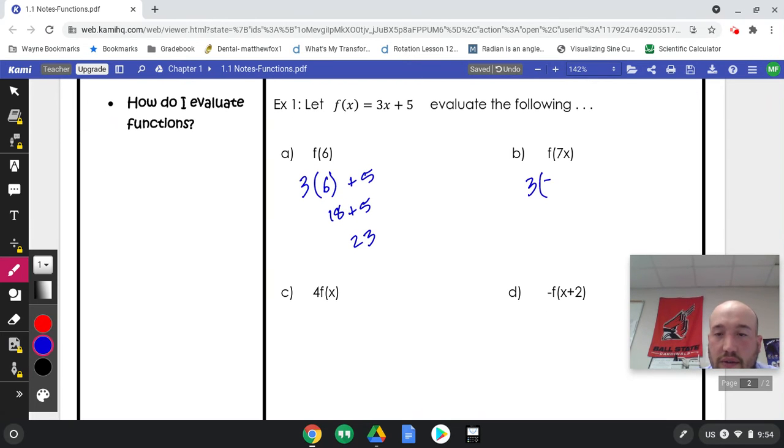3 times 7x plus 5. 21x plus 5 is what we get. Okay.